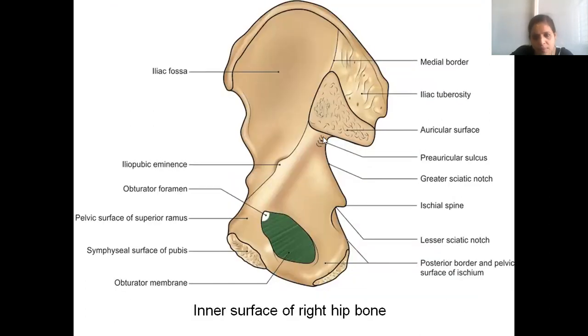Can you see this? This is the preauricular sulcus. In case of female bones, generally the preauricular sulcus will be well defined. Even in the bone I am holding, I am finding this preauricular sulcus. That means it shows it's a female bone. Let me put a pink chalk mark to indicate the preauricular sulcus.